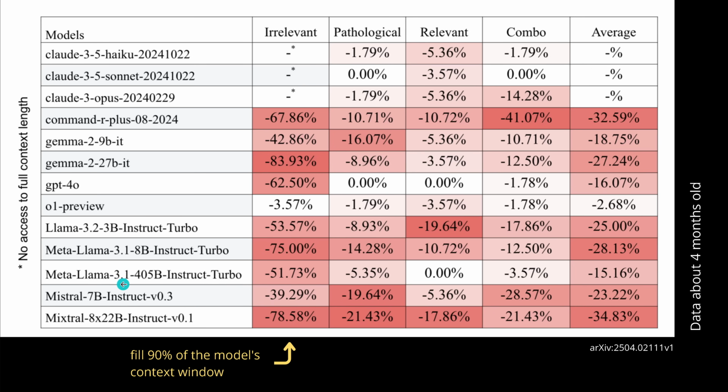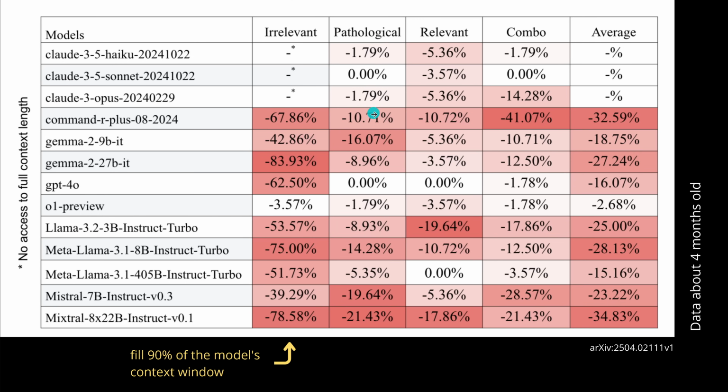A Meta Llama 3.1 405 billion went down 50%. A Llama 3.1 8b went down 75%. And a Llama 2, now we have Llama 3, so this is an old model, went down 83% just by filling up the model context window. And that Llama had a very limited context window in tokens. Even a Command R Plus, from mid 2024, had a performance drop of minus 67%. So what is happening here?